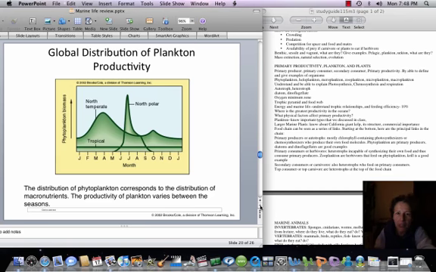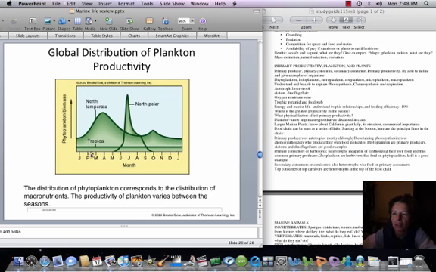So remember, productivity has to do with a balance of nutrients and sunlight. You'd imagine that since sunlight is the most important thing, in the tropics you'd have a lot of productivity. But in the tropics, yes, sunlight all year round, but low nutrients all year round. So you get just a low level of productivity in the tropics.